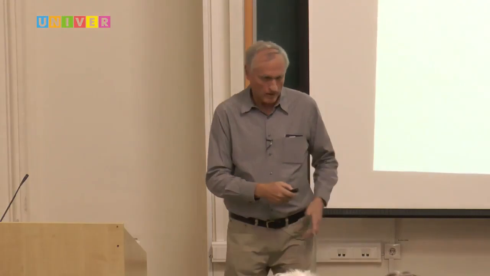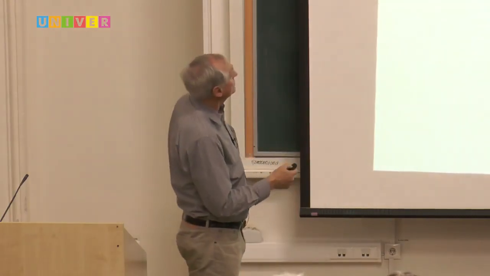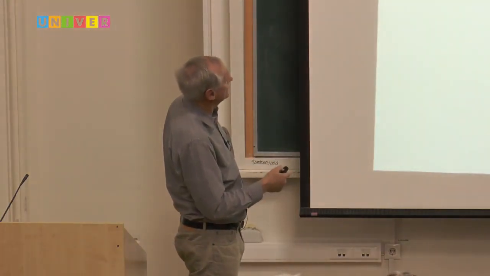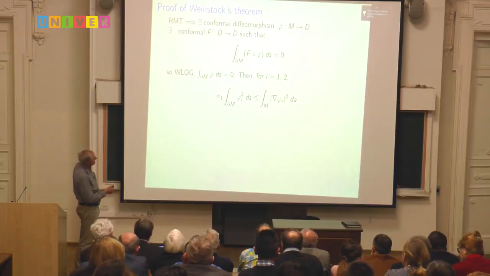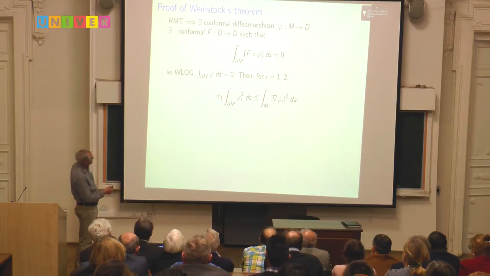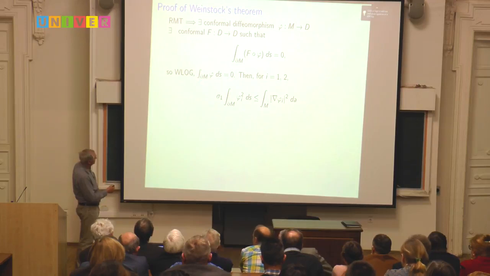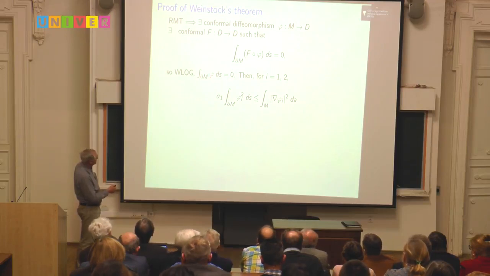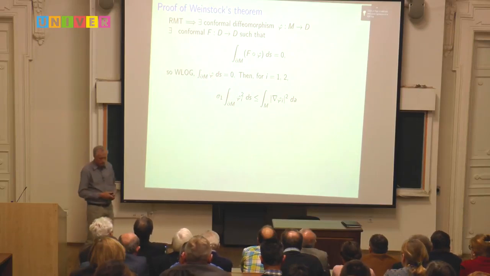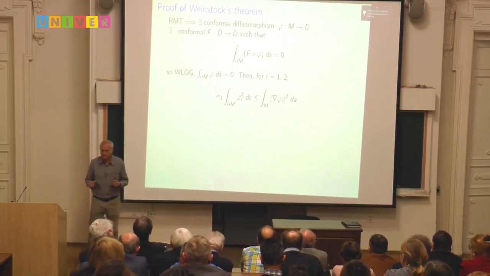The automorphism group of the disk is quite a large group, and we can use it to balance the map. In other words, we can choose this conformal diffeomorphism to be balanced in the sense that the integral over the boundary of the component functions of phi is 0. So in other words, we can assume we've chosen a phi which is balanced. So the integral over the boundary is 0, so phi consists of phi 1, phi 2. So each of the component functions integrate to 0 on the boundary.